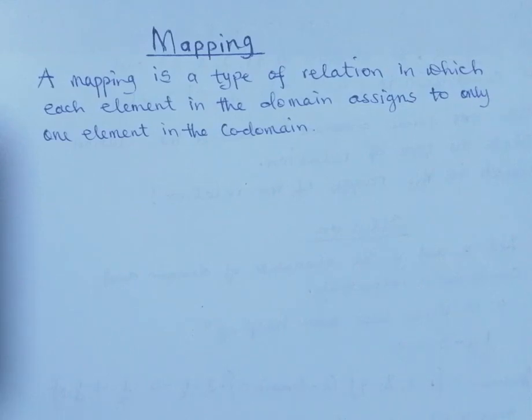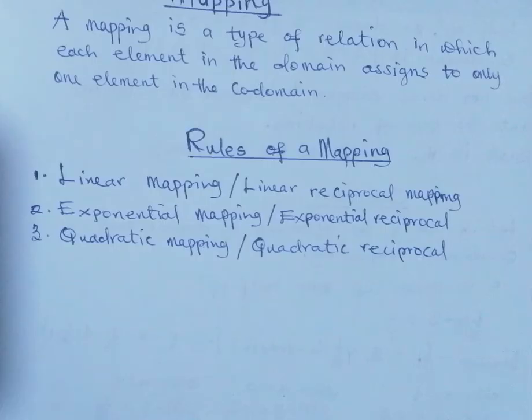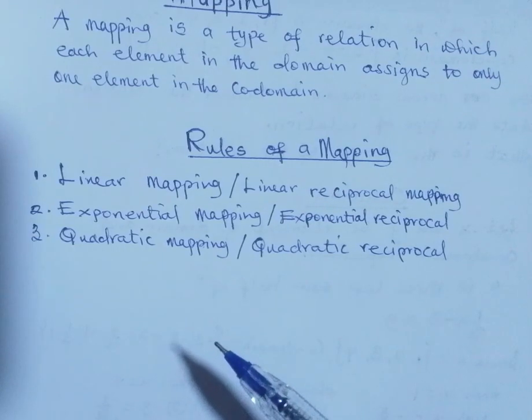Mapping. Now, there are three aspects that we are going to look at how to find the rule of. Okay, so let's list those aspects and then we take them one after the other. Good. So these are the three aspects that we are going to look at: the rules of linear mapping and its reciprocal, exponential mapping and its reciprocal, and quadratic mapping. So when you are asked to find the rules of such aspects, how you are going to do it, we are going to look at all of them. All right, but we shall take each of them in turn.